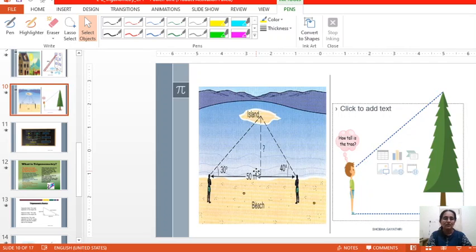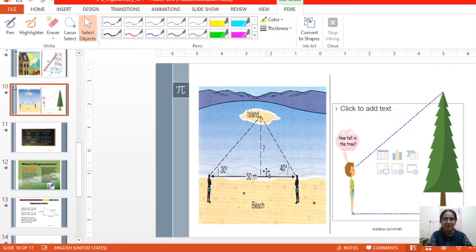Now, just observe these two figures. In the second figure, a boy wants to find the height of a tree. The maximum you can measure is the distance between the boy's legs and the tree, but you don't know the distance between the boy's eyes and the top of the tree. To apply Pythagoras theorem, we need two measures of a right angle triangle. So to find the height of the tree, we cannot apply Pythagoras theorem.